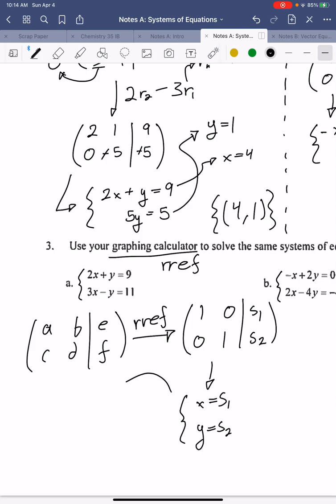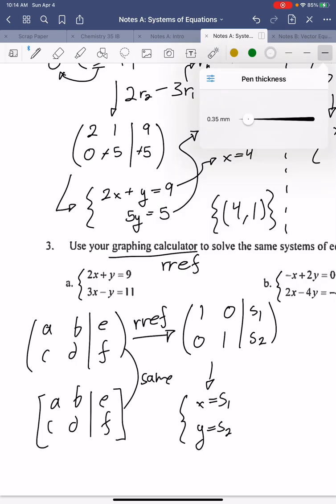Another way that a calculator could show a matrix is like this, with square brackets. So A, B, C, D, E, F. And that's okay, because both are the same.